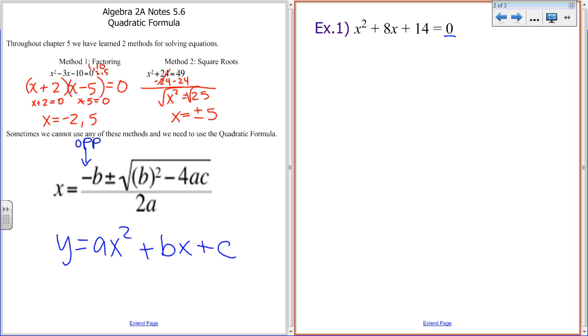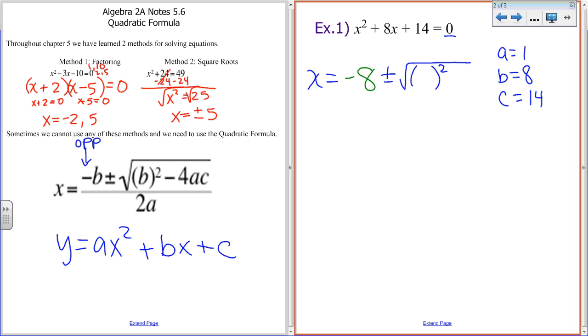And so we're going to go through and identify A, B, and C. So you have an A value of 1, a B value of positive 8, and a C value of 14. So we're going to have x equals, we're going to take the opposite of b, which is negative 8. The plus or minus is always going to be there, and so is the square root. So the things that are always going to be there, ladies and gentlemen, I'm kind of writing in the blue ink. And then I'm going to put my parentheses, and then it has to be b squared.